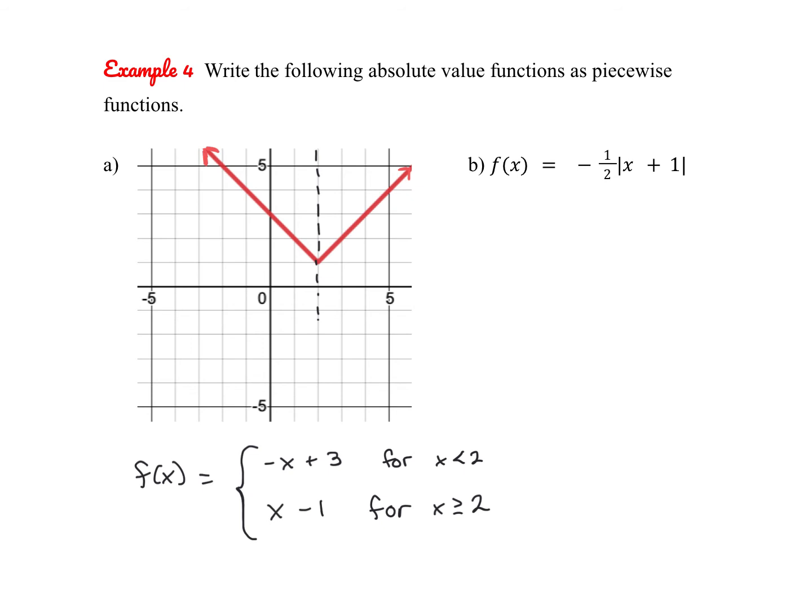Okay, let's see if we can do the same for part B. So for part B, we're just given the equation of the function. So for this, it might actually be helpful to sketch a little graph so we can visualize what's going on. So this has a vertex at (-1, 0). So let's say somewhere right around here. Just a rough sketch will help us.